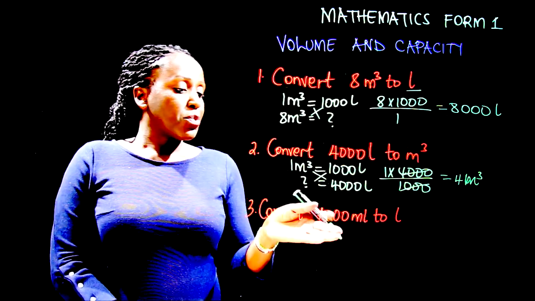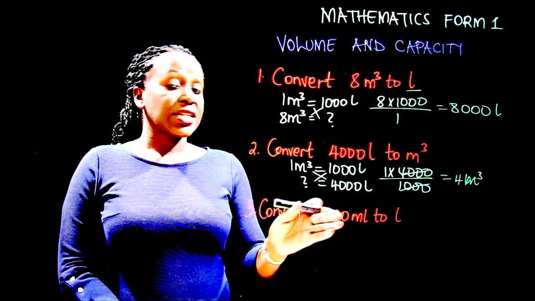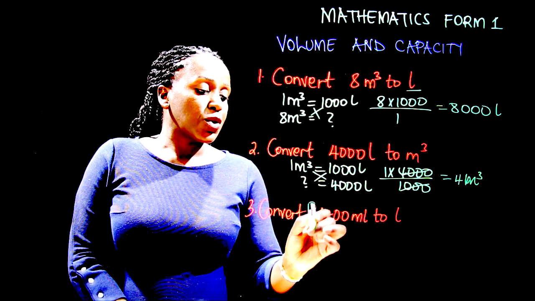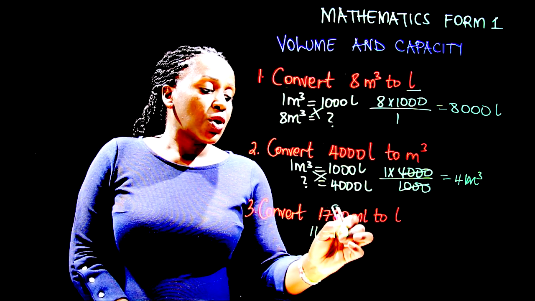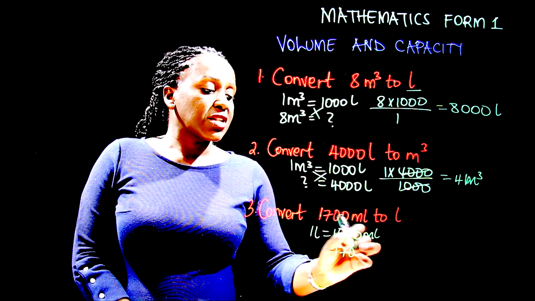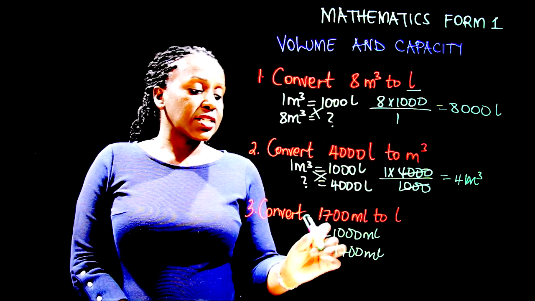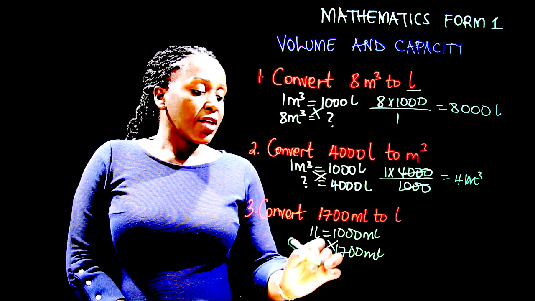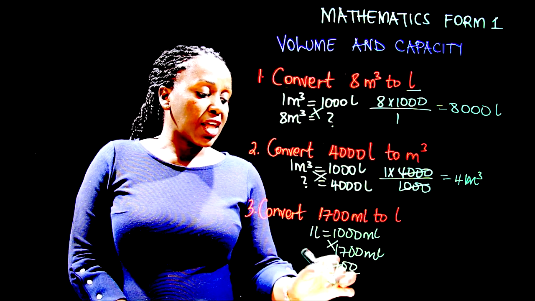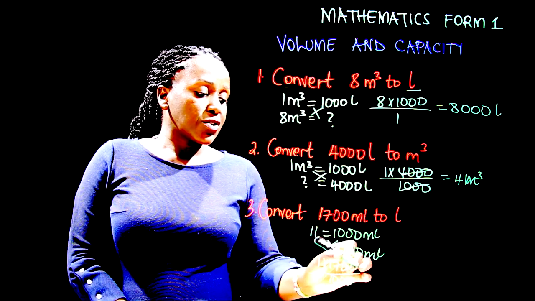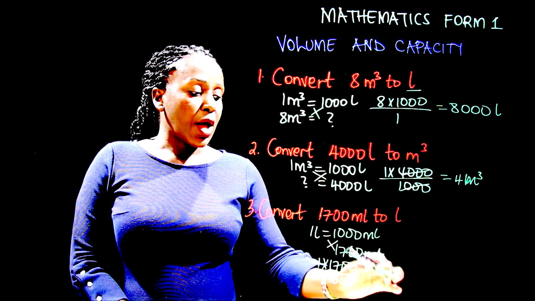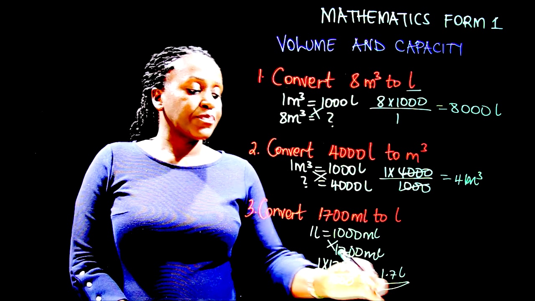Then yes, we are supposed to convert 1,700 milliliters to liters. So we know that 1 liter is equal to 1,000 milliliters. What about 1,700 milliliters? So we cross multiply 1 times 1,700 divided by 1,000. The 2 zeros will cancel out. 17 divided by 10 is equal to 1.7 liters.